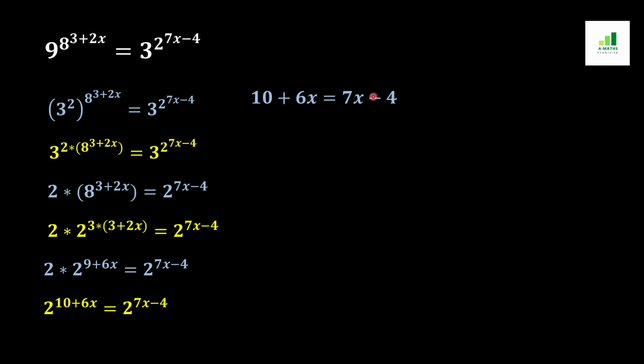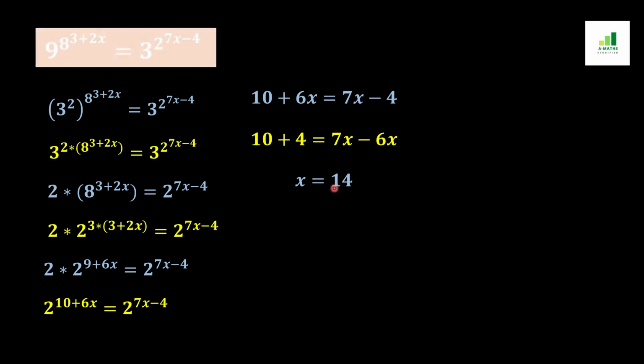So this 6x will move to the other side of the equation and convert into a minus sign, and this minus 4 will move to the other side of the equation, and we will get this 4 as a positive value. Now 7x minus 6x is equal to x, and 10 plus 4 will be equal to 14. This is the value for this expression: x is equal to 14.